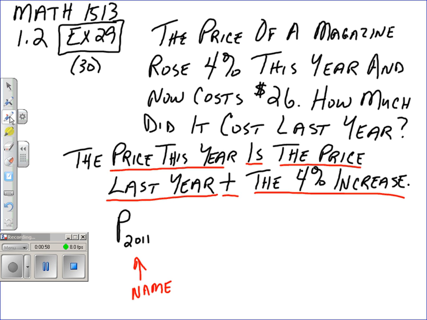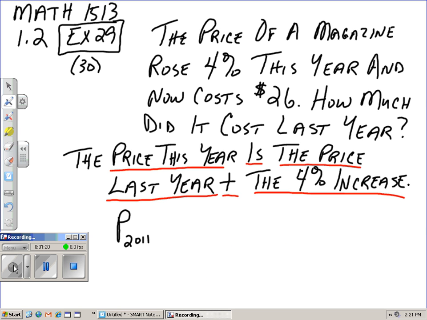Just a reminder that if I'd written it this way, that would be P to the 2011 power, which would be this humongous number. That's an exponent. That's not what we're dealing with. We're dealing with just a name. So I'm going to call it P 2011. I'm just naming it the price for the year 2011. That just kind of helps me make sense of the problem.